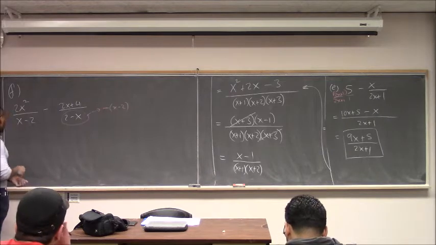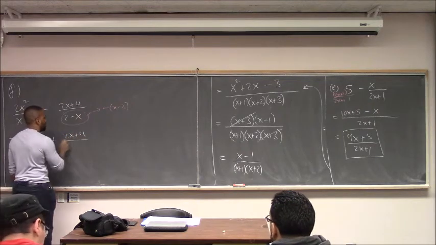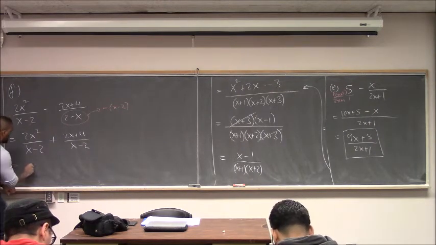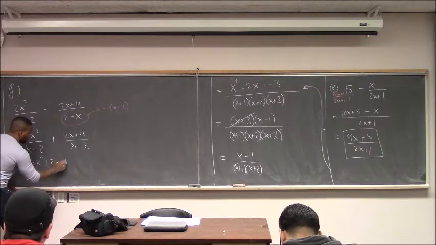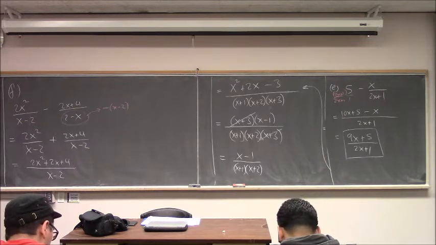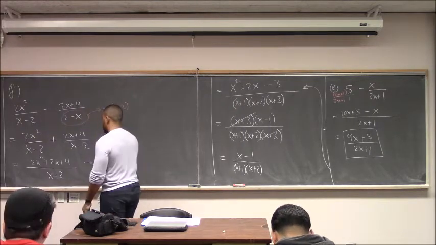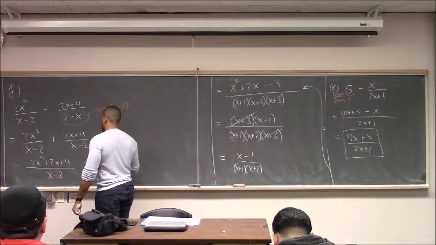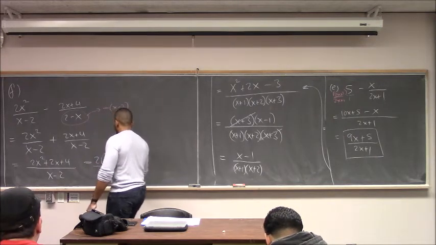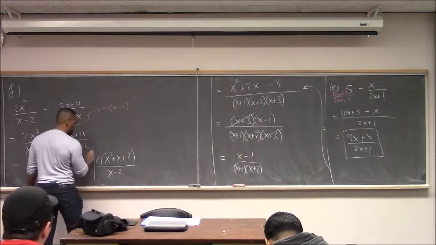So then you can just think of this as, instead of a subtraction, think of it as an addition. Now if the denominators are the same, we can just add the fractions, all over the same denominator. And does that simplify? I mean, this goes to 2x squared plus x plus 2. So that doesn't simplify, so that would be the answer.